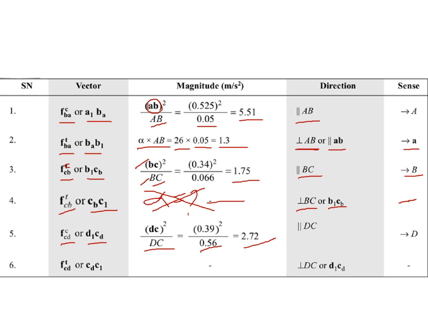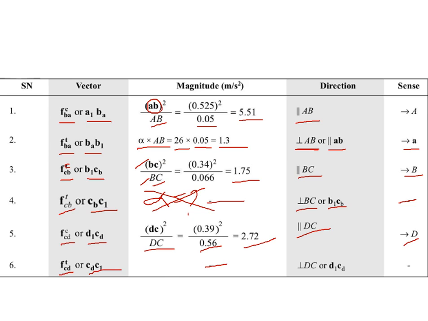Solving this you get 2.72, and this direction you have to take parallel to DC. The sense should start from D, because D is already known, so from there you can start. C is unknown, so start from D only. Then the last one, FCD tangential, that is CD to C1, which is also unknown.